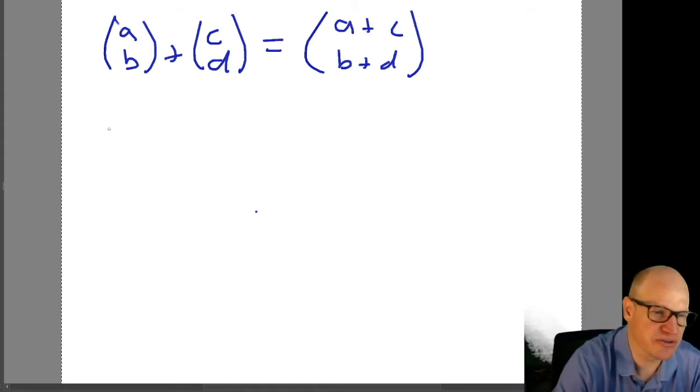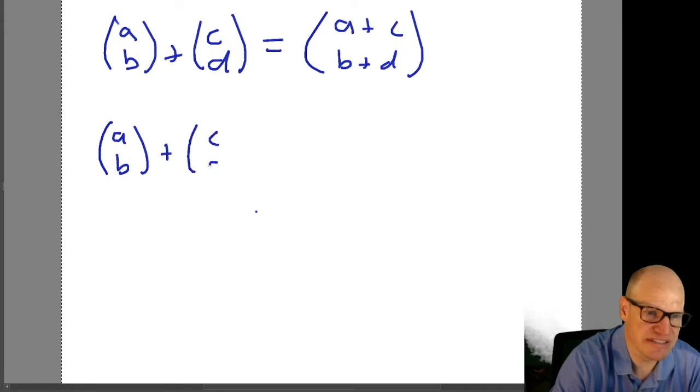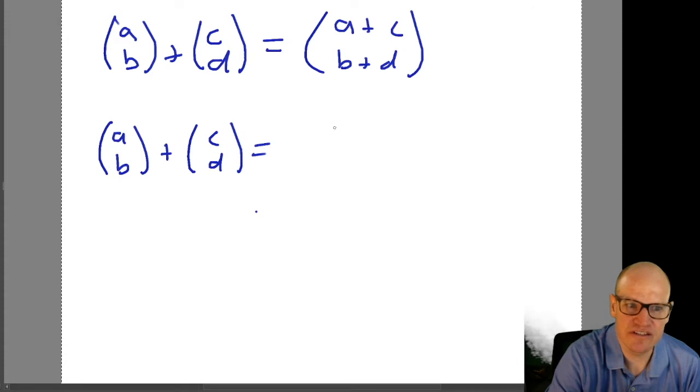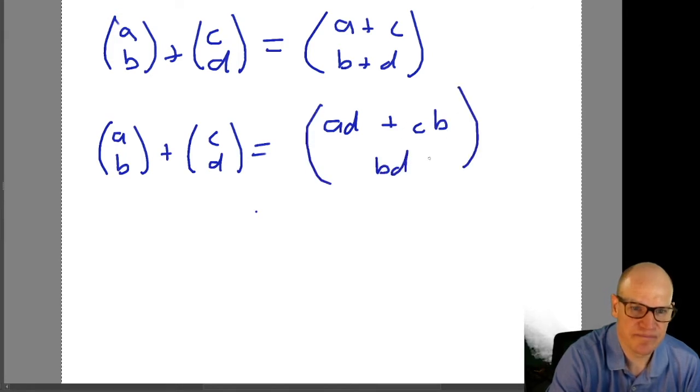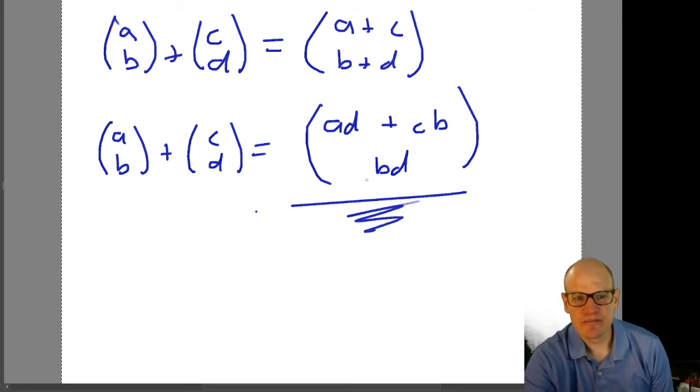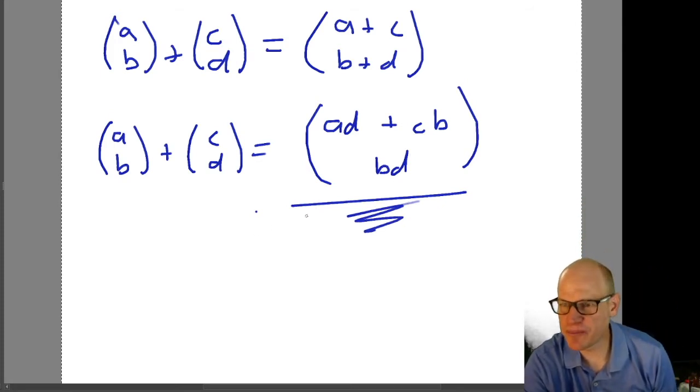Another way that you can do the same thing, (A, B) plus (C, D). Another way to add these things together would be to do it in this manner: AD plus CB, and BD, like this. This way of adding things together looks more strange, but you'll find that it has all the properties that you expect it to have.